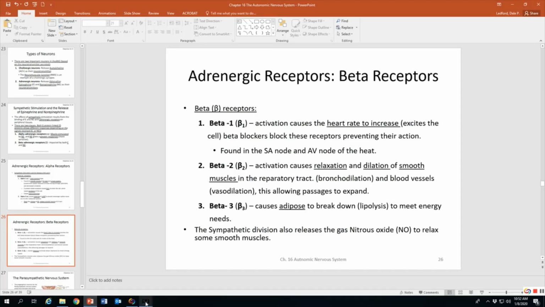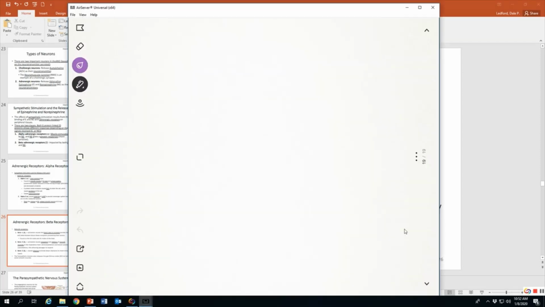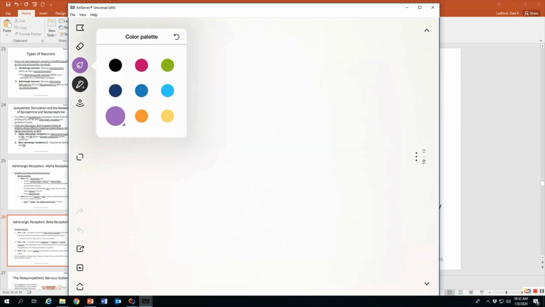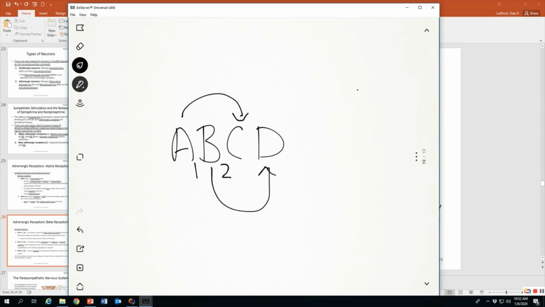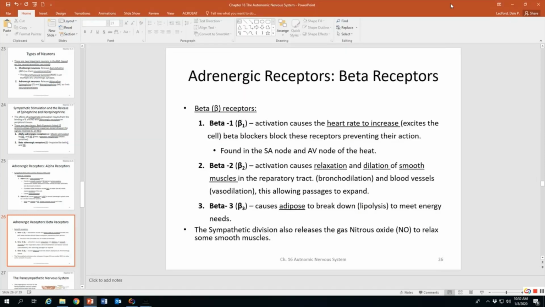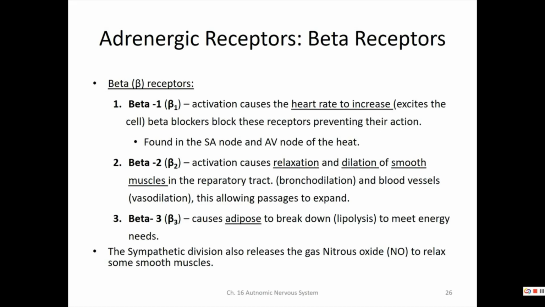Beta 2s vasodilate. Okay? Now, here's something that I have used in the past to help my students remember that particular thing. I want you to think about your ABCs. We know that A, B, C, D. Alpha 1, beta 2. Alpha 1 constricts, beta 2 dilates. Okay? That's a handy mnemonic there.